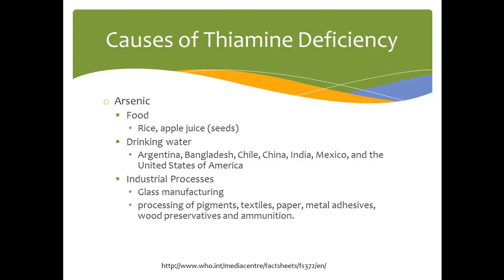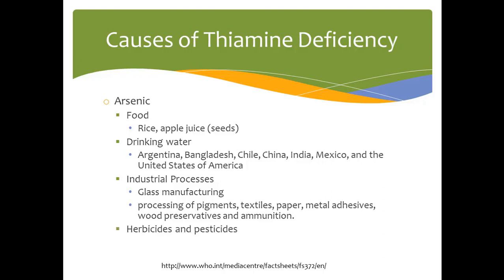Industrial processes, glass manufacturing. Here in my own city of Portland, Oregon, we had a stained glass manufacturer that was emitting toxic elements into the air that was falling into the neighboring houses. And it was a significant source of arsenic and other heavy metals. It was big news around here, and everyone, rightfully so, was concerned. And I believe that glass manufacturer is now out of business. Processing of pigments, textiles, papers, metal adhesive, wood preservatives, ammunition. Right, so think of the area that you live in. Someone in the household working in one of these industries, bringing residues home that can potentially be high in arsenic.